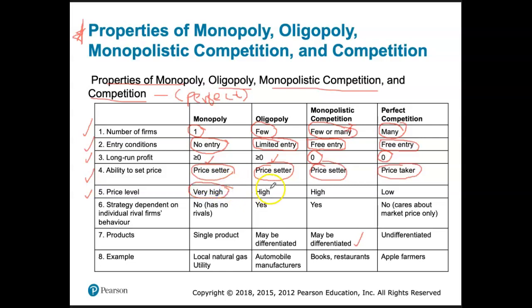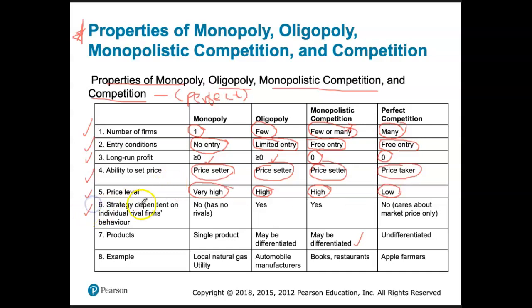We've already seen that. Oligopoly tends to be high as well. For a monopolistically competitive firm, it tends to be high. And for perfect competition, it tends to be low. Why? Because demand is relatively elastic.